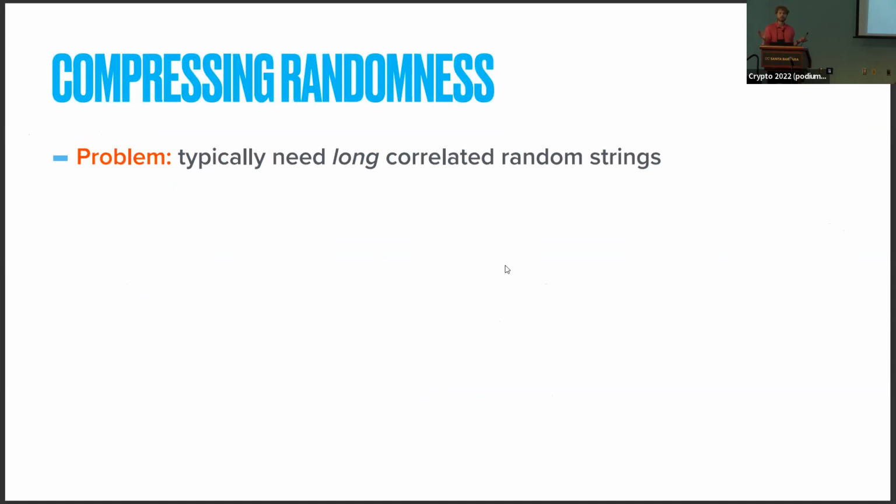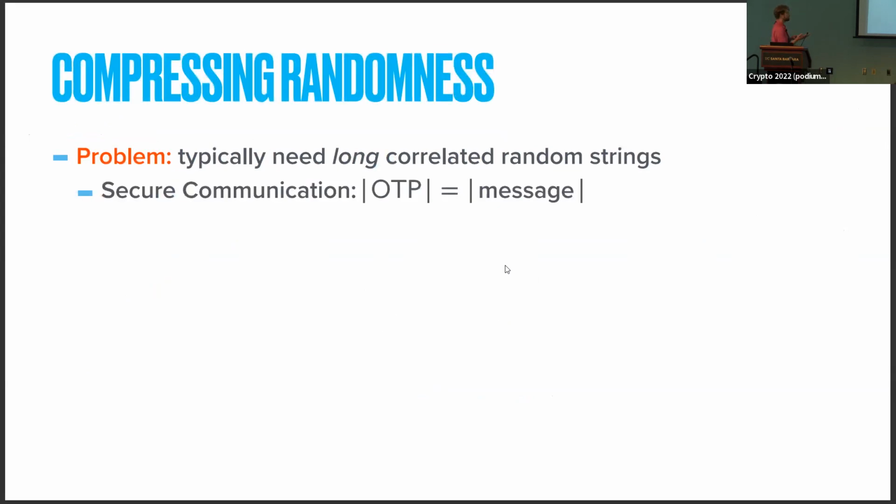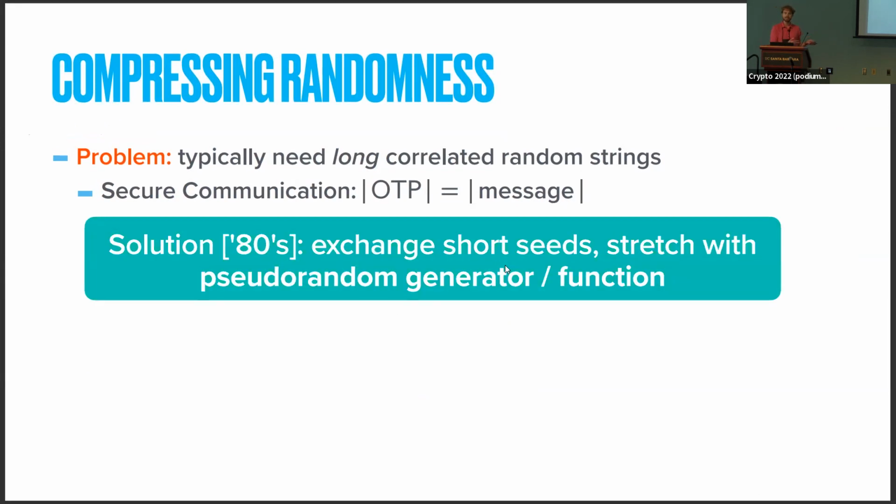What's the problem? The problem is that we typically need very, very long random strings. And this isn't even too surprising. In the first example that I gave you, the one-time pad, we know from Shannon's impossibility results that the length of a one-time pad needs to be at least the length of a message. But of course, cryptographers have developed great solutions to this since the 80s.